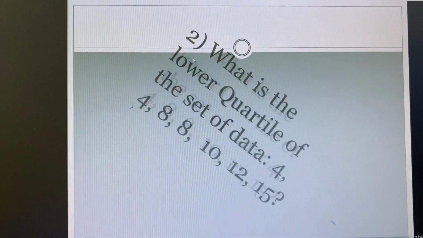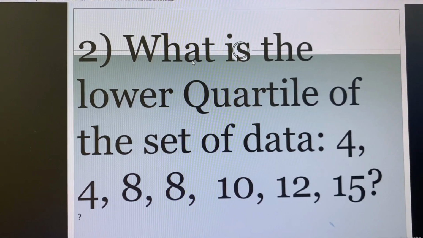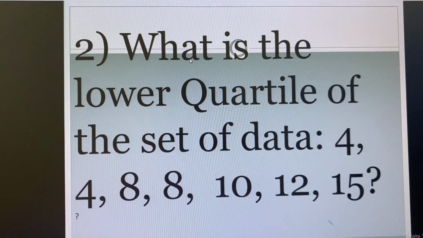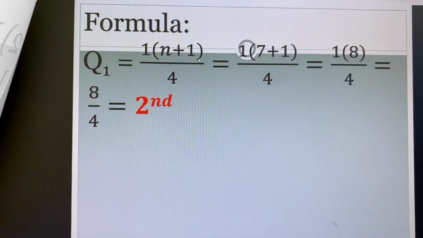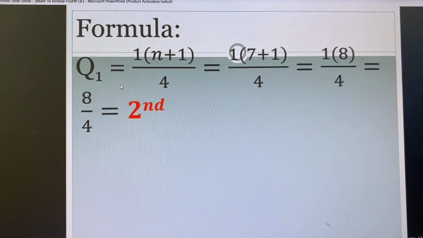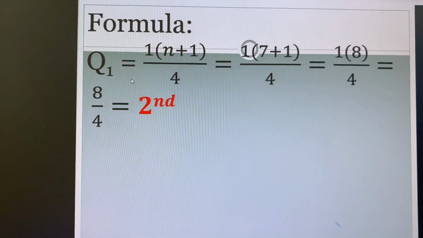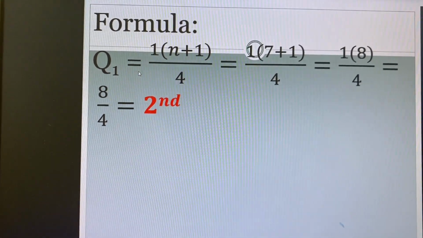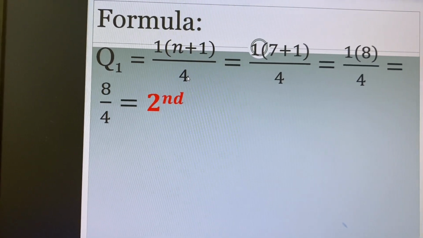Next, question number 2. What is the lower quartile of the set of data 4, 4, 8, 8, 10, 12, 15? Here's the solution. The formula for Q1: when we say lower quartile, we are referring to quartile 1, which is equal to 1 times (n plus 1) over 4.